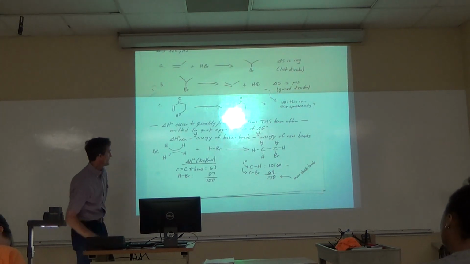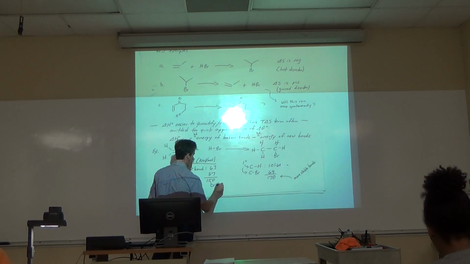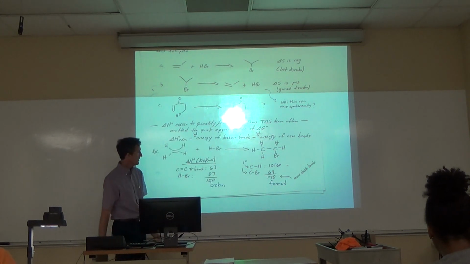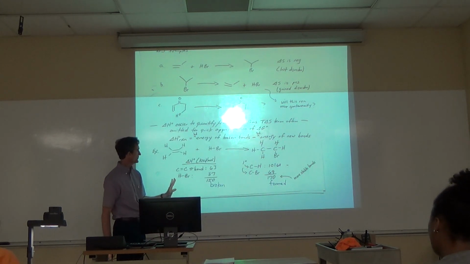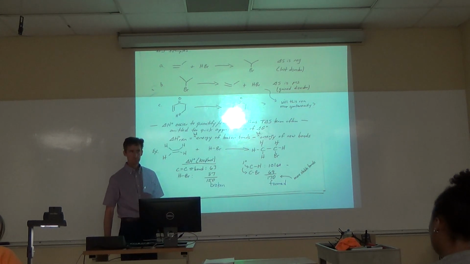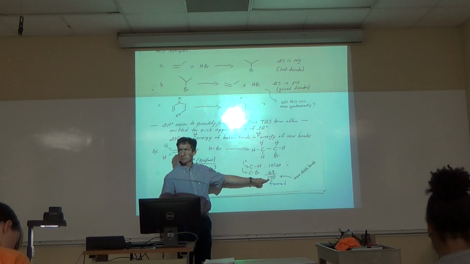So we just added up. This was broken, yeah? And this was formed. These are bond strengths. Which bonds were stronger, the ones that were broken or the ones that were formed? Formed. These are bond strengths, these are not bond energies. Stronger bonds.